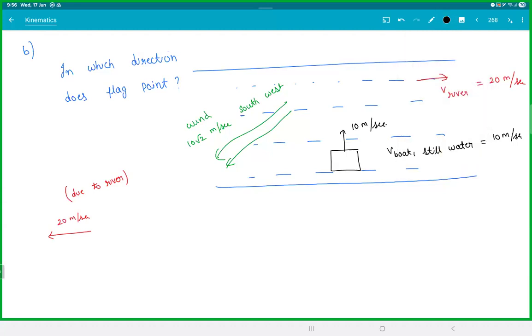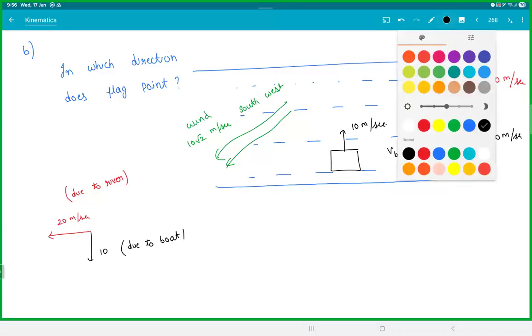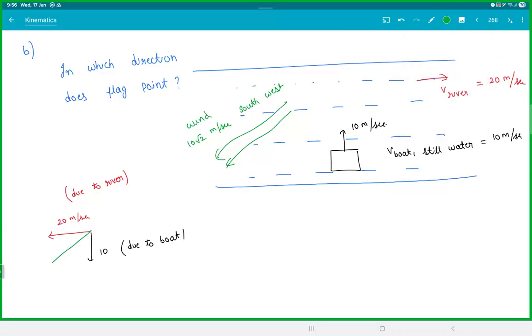Now, because boat is going towards north, the flag will point towards south. This is due to boat. The wind is going southwest, so the flag also will go southwest. That is the only thing. So flag will go towards the wind, but flag will go always opposite to the boat. Yeah, and then you're done.